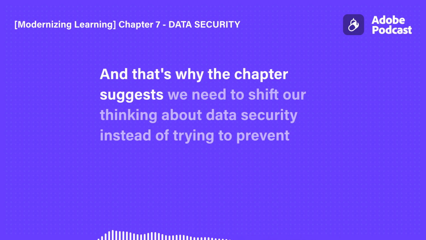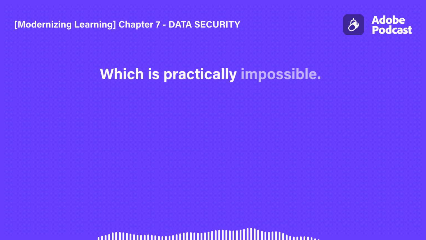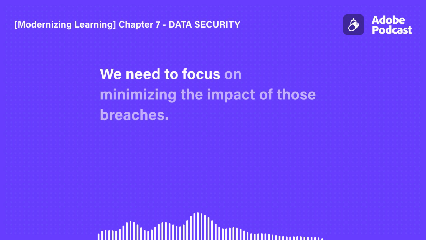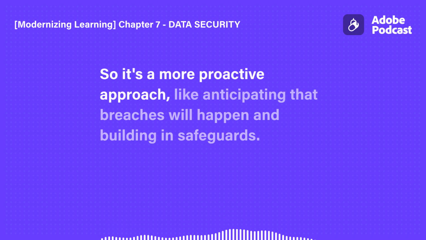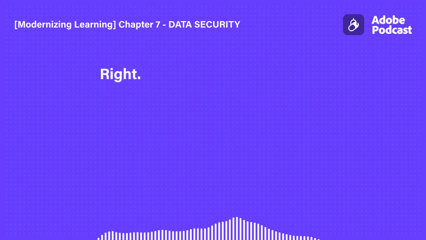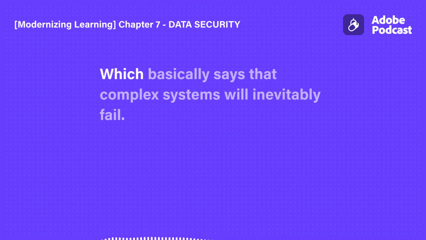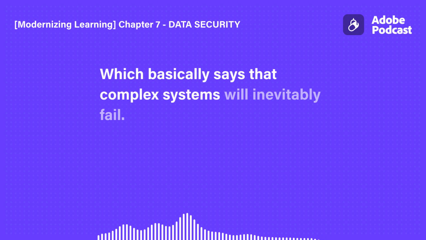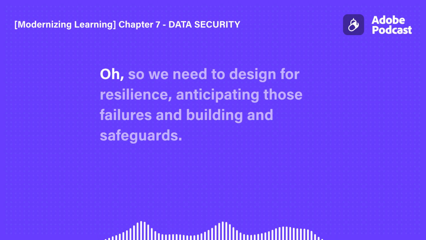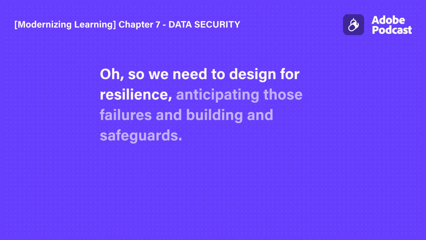Exactly. And that's why the chapter suggests we need to shift our thinking about data security. Instead of trying to prevent every single breach, which is practically impossible, we need to focus on minimizing the impact of those breaches. So it's a more proactive approach, like anticipating that breaches will happen. Exactly. And building in safeguards. Right. And they connect this idea to something called normal accident theory, which basically says that complex systems will inevitably fail. So we need to design for resilience, anticipating those failures and building in safeguards.